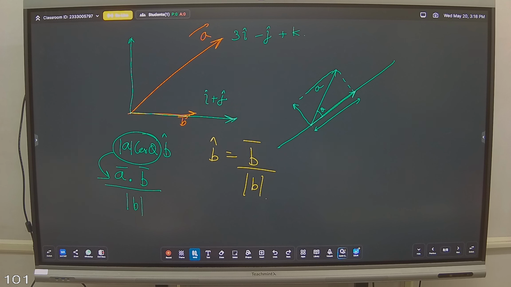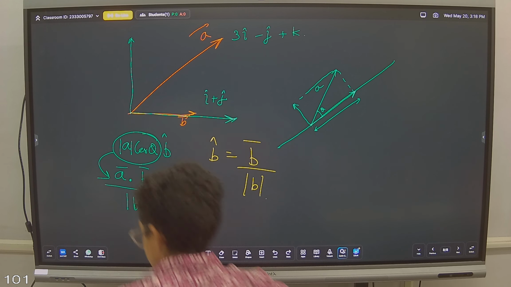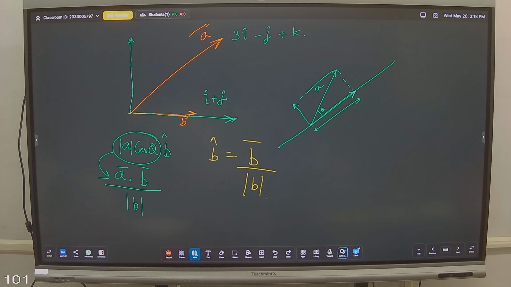What is this? So A dot B is just 3 into 1, 3 minus 1. This is mod of that. This is root 2.